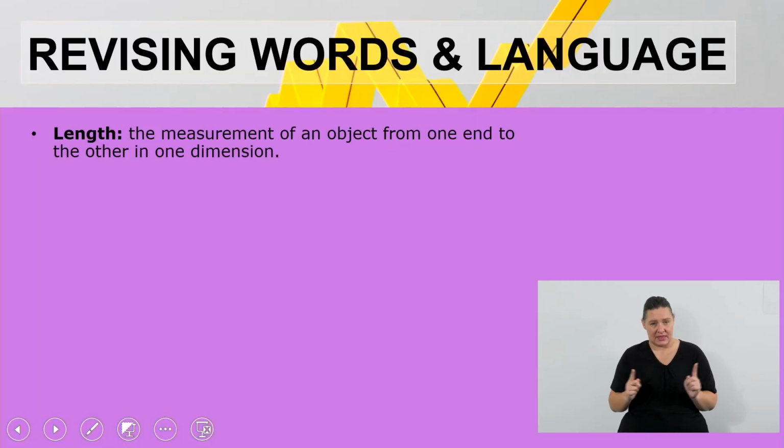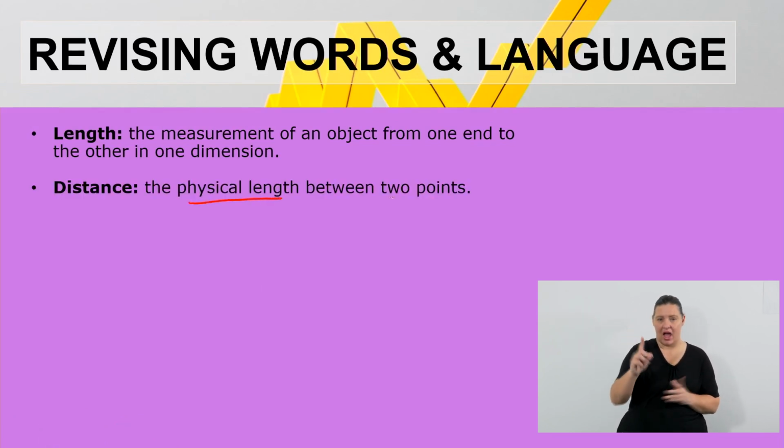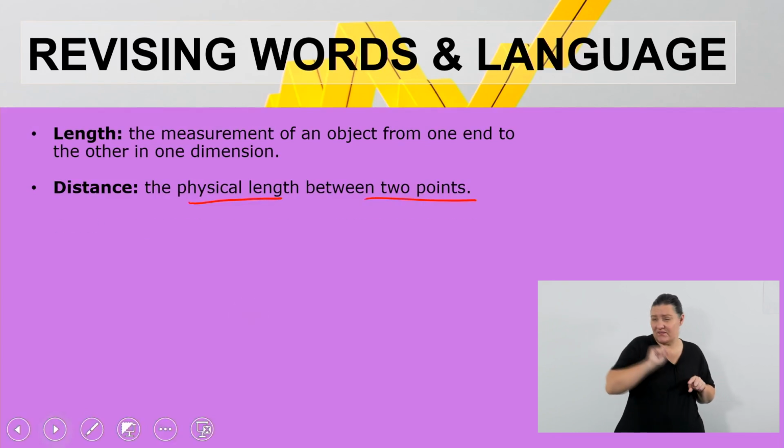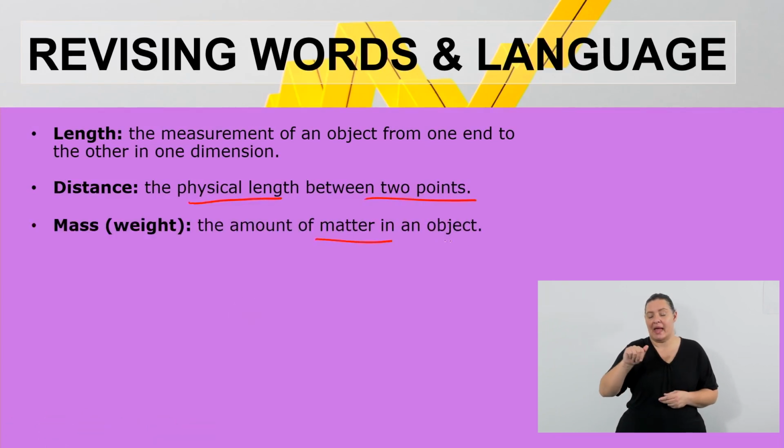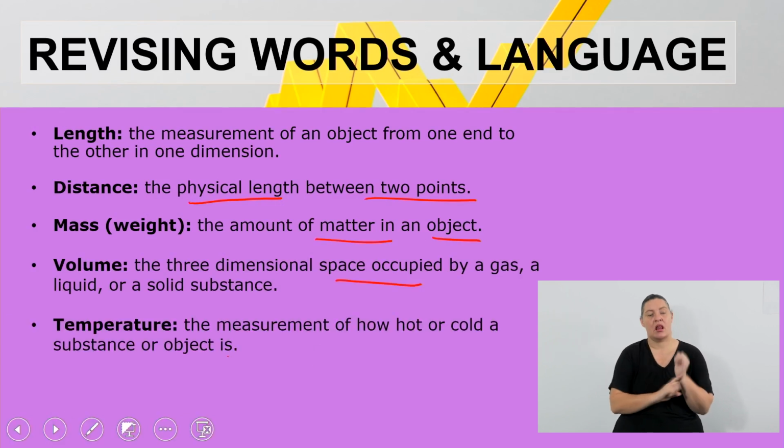Right, and then also let's quickly look at a few other words. Length, that is the measurement of an object from one end to the other, normally in one dimension. Then distance is the physical length between two points. Then mass, that is the amount of matter in an object, as well as volume, that's the three-dimensional space occupied by a gas or a liquid substance. Lastly, we have temperature, the measurement of how hot or how cold a substance or object is.